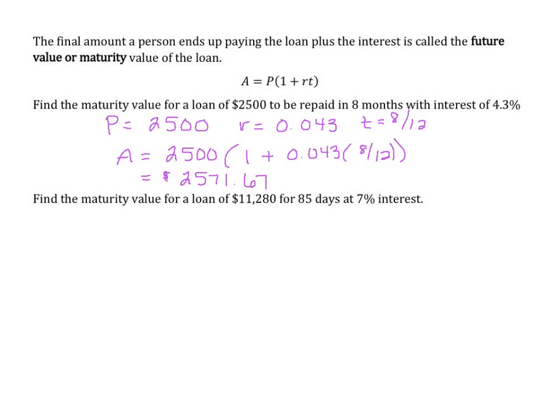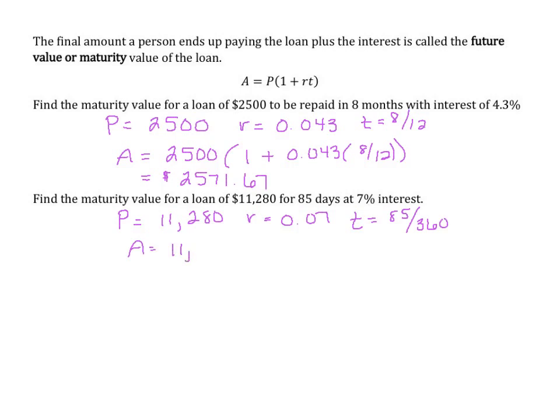Find the maturity value for a loan of $11,280 for 85 days at 7% interest. So the amount that we're putting in is $11,280. The rate is 0.07, and the time in years is 85 days out of 360 total days, because it doesn't say months, it doesn't say anything else. So it's 85 days out of 360. So I'll plug that in.